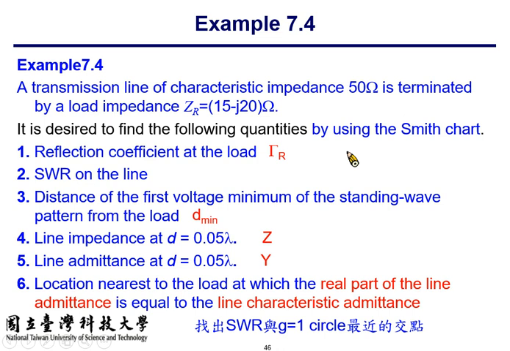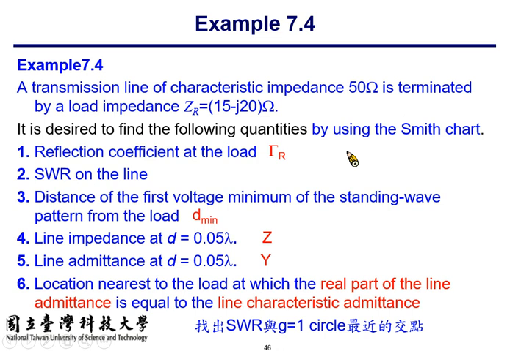So for example 7.4, a transmission line of characteristic impedance of 50 ohm is terminated by a load impedance ZR equals 15 minus 20j ohm. So the resistance of the load is 15 ohm. The reactance is minus 20, which is capacitive or inductive? Capacitive. So it's desired to find the following quantities, and you can use the Smith chart to accomplish this task.